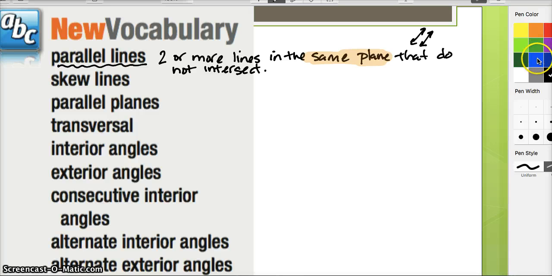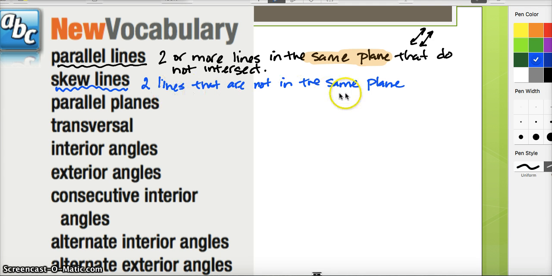And the reason why I make that distinction is because skew lines also are two or more lines. I'm going to just talk about two for the moment that do not intersect, except they're not in the same plane. So I talk about skew lines as two lines that are not in the same plane, and the hint here is that they don't intersect.